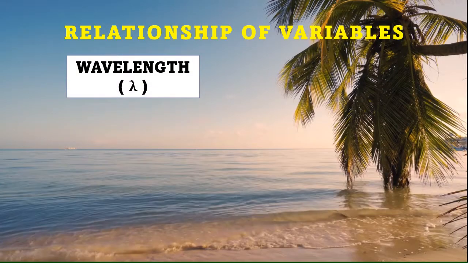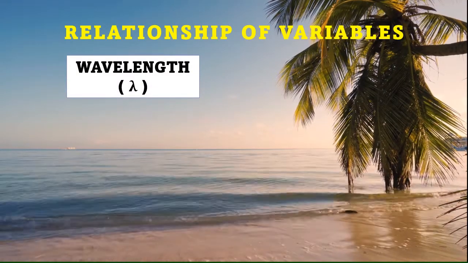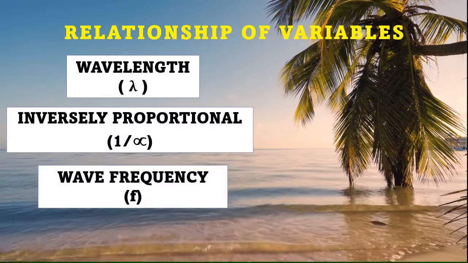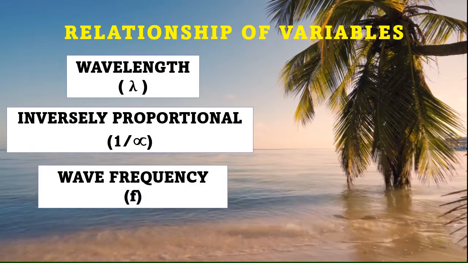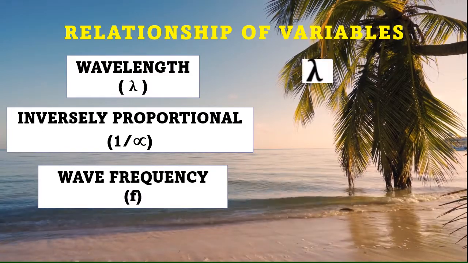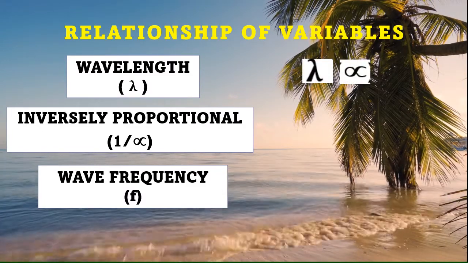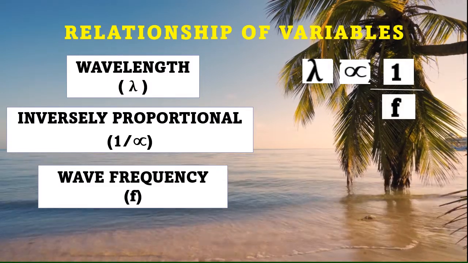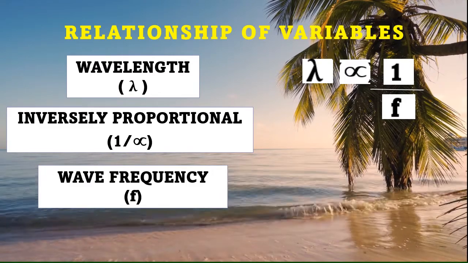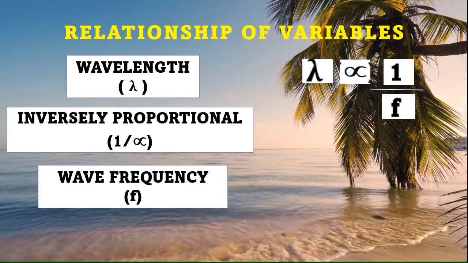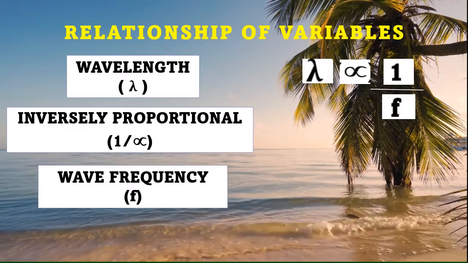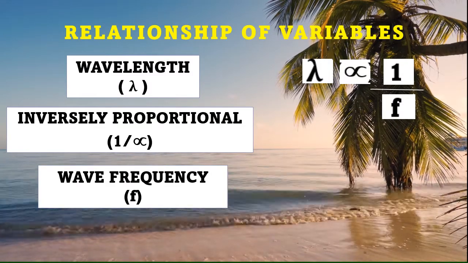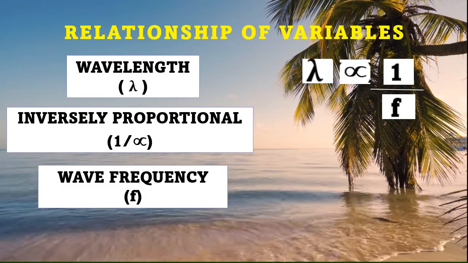The wavelength, denoted as the Greek letter lambda, is inversely proportional to the frequency, which is denoted as small f. Using a mathematical relationship, we can express that wavelength is inversely proportional to the frequency. It means, as the value of wavelength increases, the frequency decreases. Or, if the value of wavelength decreases, the frequency increases.